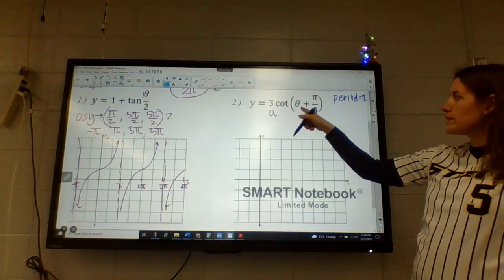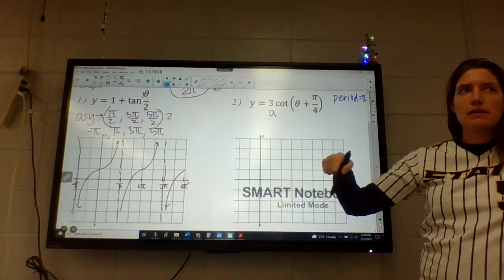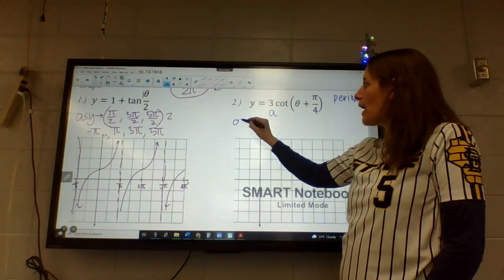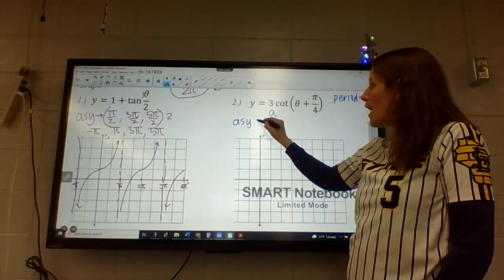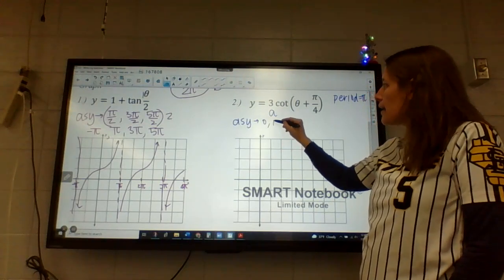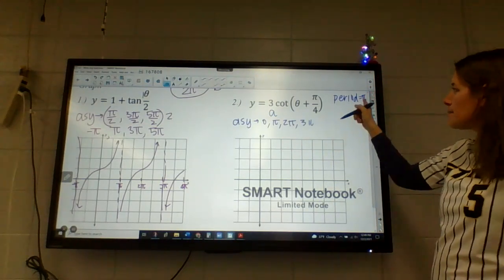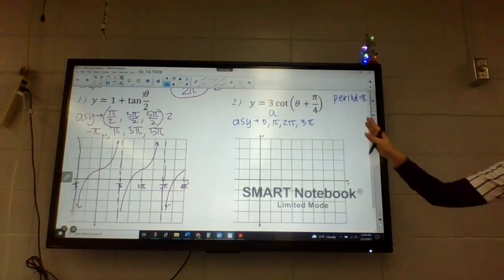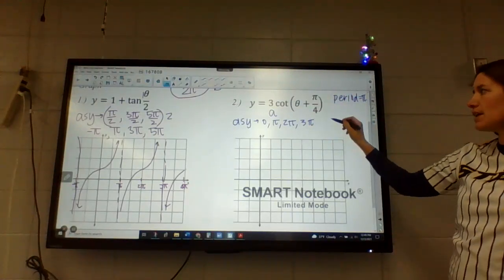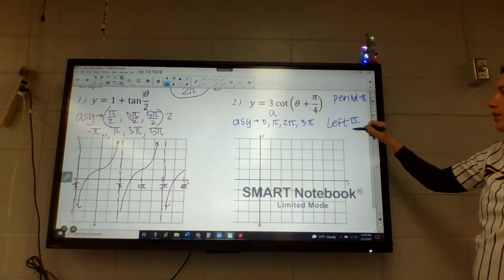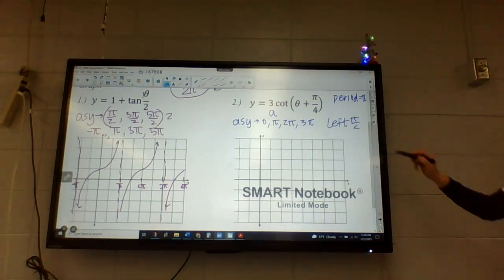Now, cotangent normally has asymptotes at the whole values. So there's normally asymptotes at 0, pi, 2 pi, like the normal ones here. The period's the same, so that doesn't change. However, these get moved over because of this. This is going to go left, pi over 2. Or pi over 4, sorry. Just to confuse you, yeah.